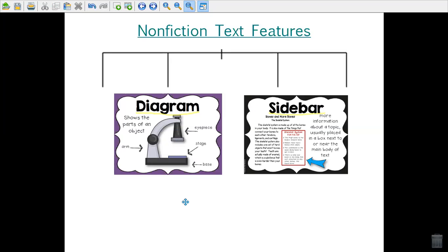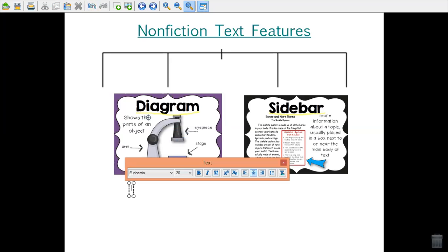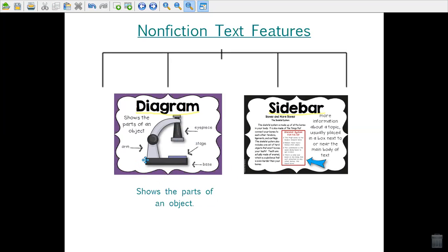And a diagram simply is a label. It shows the parts of an object. Shows the parts of an object. For example, this is the arm, this is the base, this is the stage, this is the eyepiece. So we have little arrows and labels.